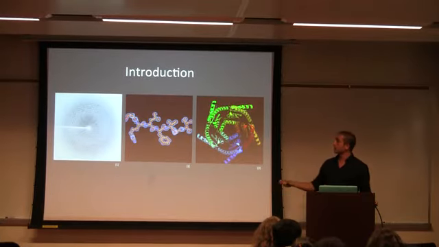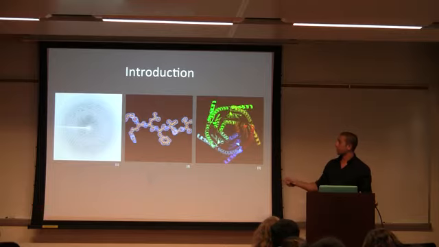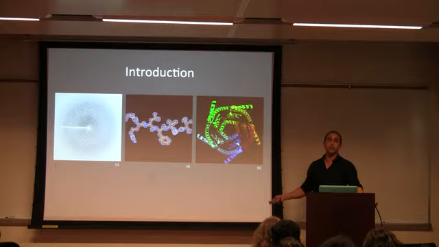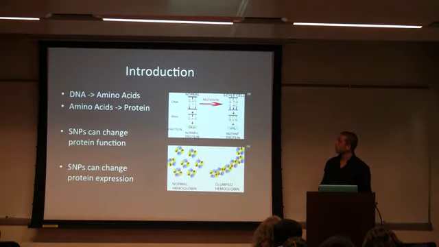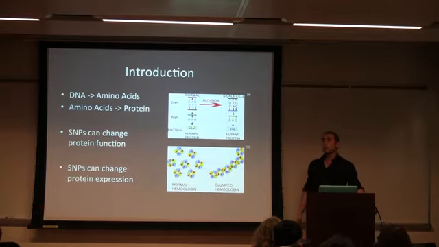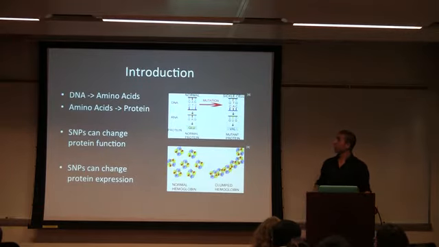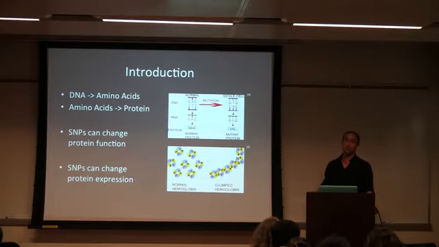From the X-ray crystallography, you get these electrostatic maps from which you can determine the three-dimensional structure of the protein itself. But you need to know the sequence of the DNA in order to do this. So it's really important that we find a way to efficiently map the DNA reads that we get, these short reads, to the DNA sequence.